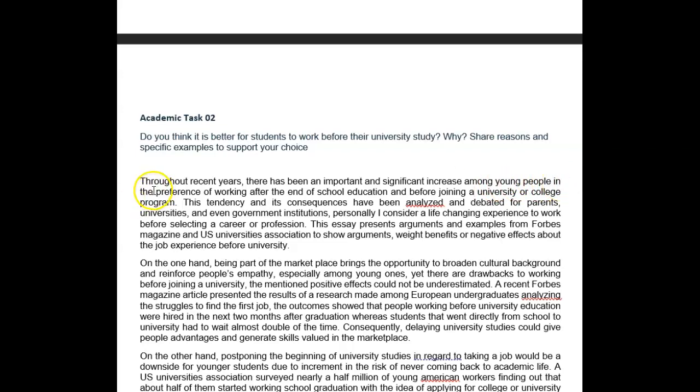either in their preference or who prefer.